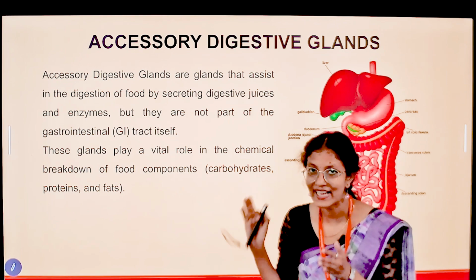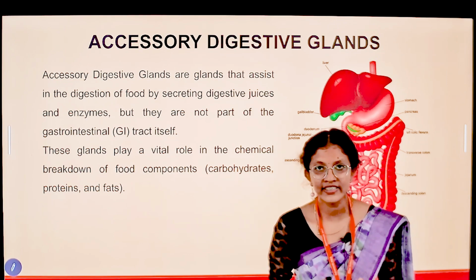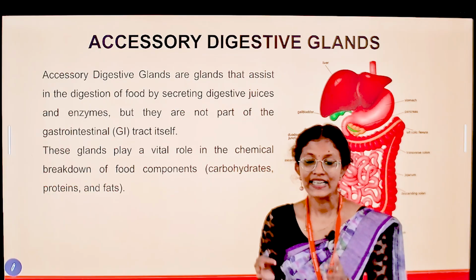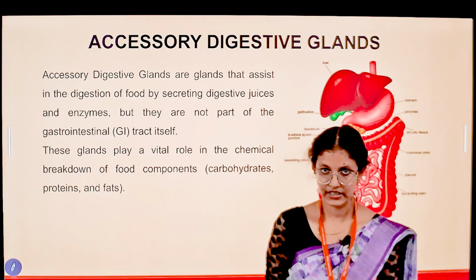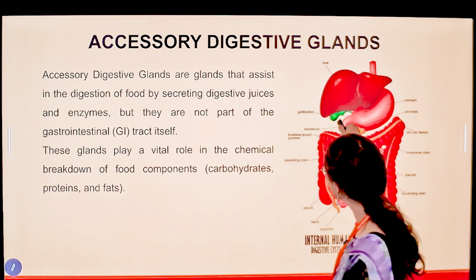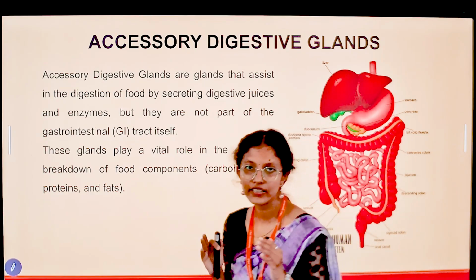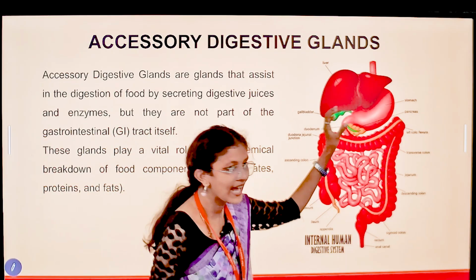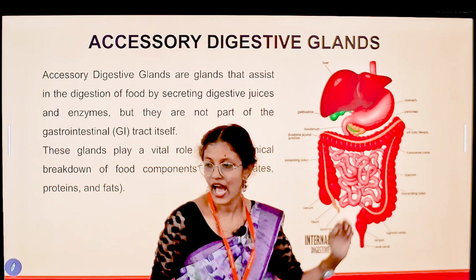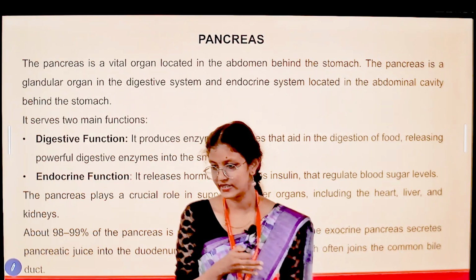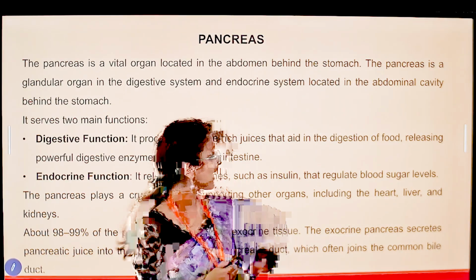Next we have the accessory organs. The accessory organs include the salivary glands, pancreas, gallbladder and the liver. Here you can see the structure: the liver, the green color indicating the gallbladder, and the pancreas, which helps our digestion. And here you can see the structure of the pancreas. So we can start with the pancreas.